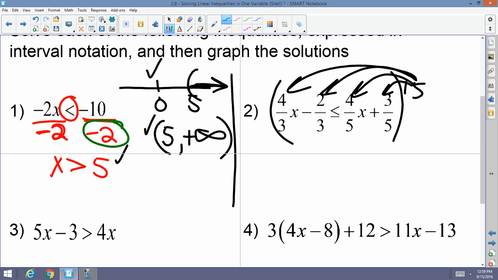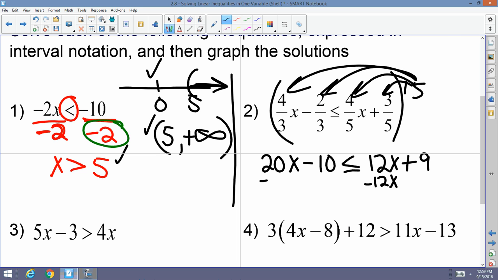So 15 times 4 thirds, 15 divided by 3 is 5, 5 times 4 is 20x. Minus 15 times 2 is 30 divided by 3 is 10. Less than or equal to 15 divided by 5 is 3, 3 times 4 is 12x. And 15 divided by 5 is 3 times 3 is 9. So now I solve by subtracting 12x from both sides, just like normal. So I have 8x minus 10 is less than or equal to 9.